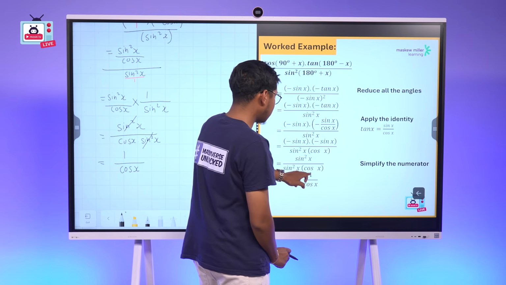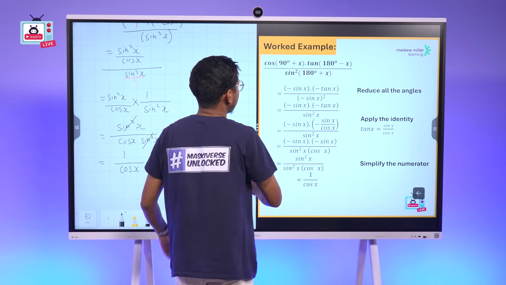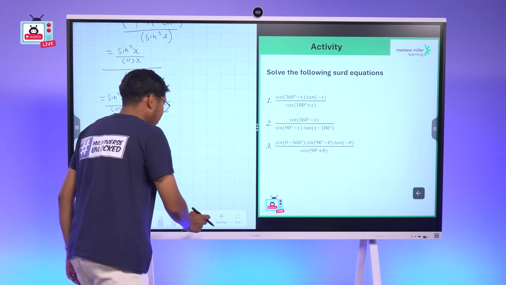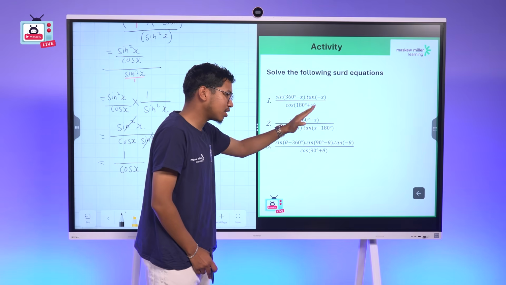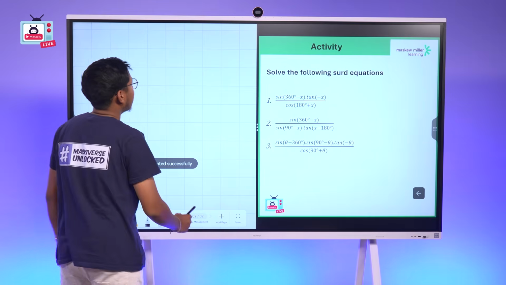You're going to see here's my answer, 1 over cos x. And there's many ways I can do it. You don't have to stick to one way. All right? So I'm going to do another one with you. Okay, and then you have these two to do on your own. So take a photo, take a screenshot, write it down. Okay, we're going to go through one more reduction and then we are done.